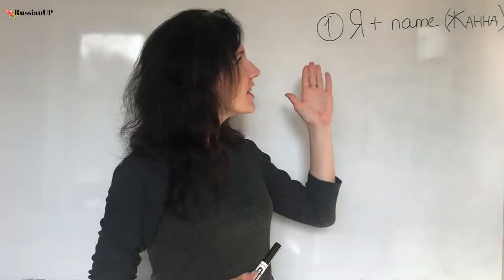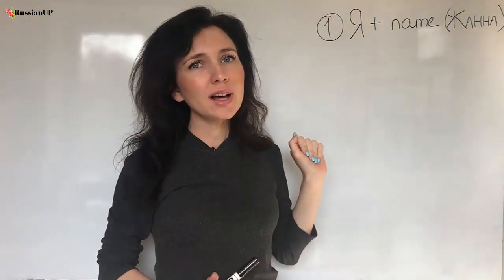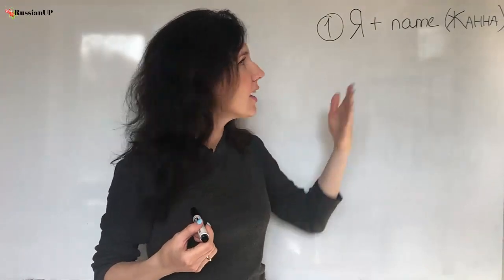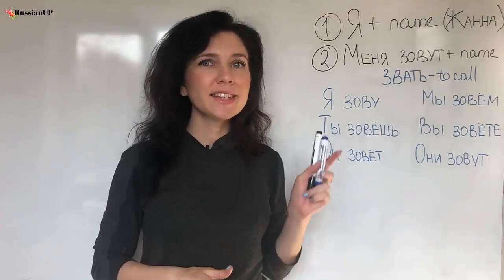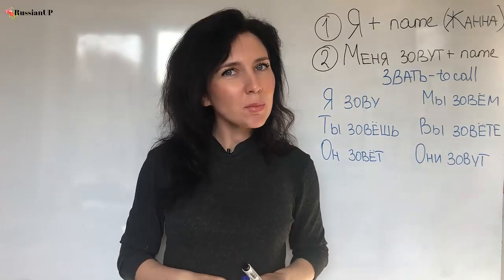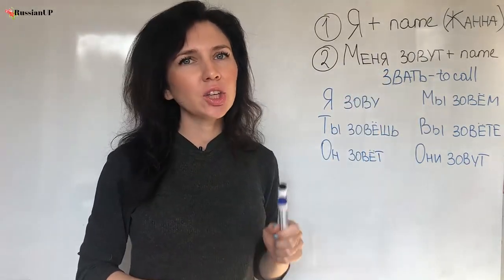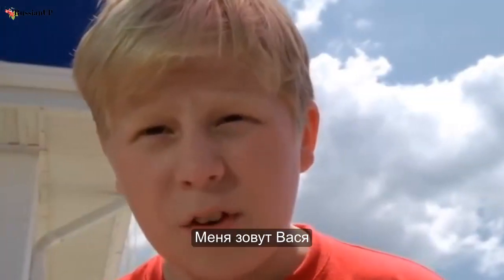The first and the easiest option is just to say "я" plus your name. "Я" is I, and the name is Жанна. Я Жанна. The second and the most common option: меня зовут plus your name. Меня зовут Виктор Павлович. Меня зовут Вася.